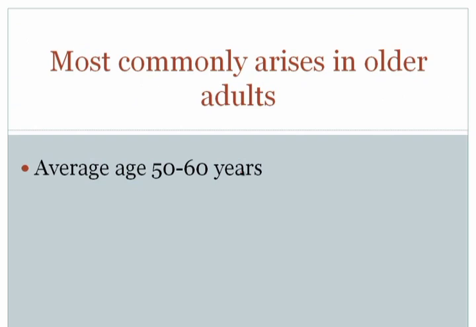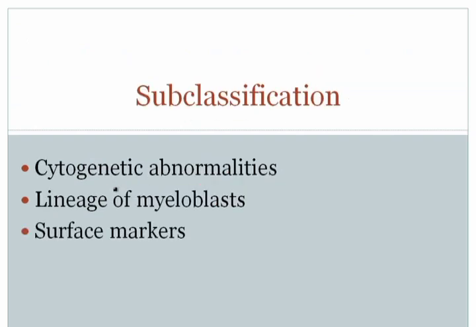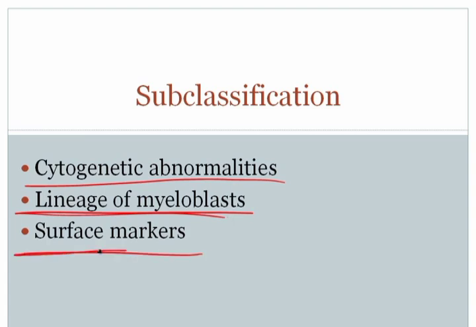Now AML is most commonly seen in older adults. The average age is about 55 years, and AML can be subclassified in three ways. One way would be to look at cytogenetic abnormalities, and this is the predominant mechanism by which we subclassify AML. So the first goal in an AML is to try to determine if there is a recurring cytogenetic abnormality. If we can't find a classic cytogenetic abnormality, the lineage of the myeloblast can also be used to subclassify AML. And finally, surface markers are often important in classifying AML as well.